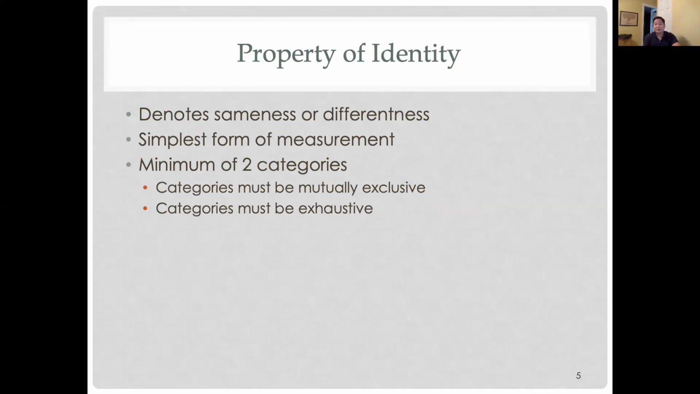Numbers can have a property of identity. They denote sameness or difference. This is a simple way to measure things. You have something or you don't. You steal office supplies at work, or you don't. That's an easy way to measure your predilections towards office theft, or whatever it happens to be. The trick here is that these categories must be mutually exclusive and exhaustive. In other words, they cannot overlap, and they have to cover all possible outcomes.